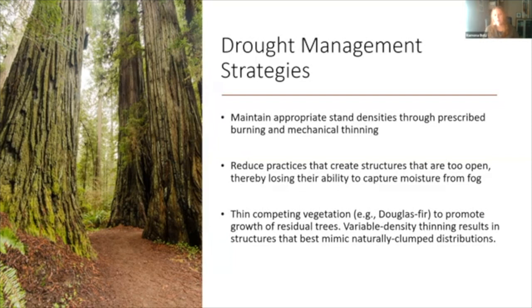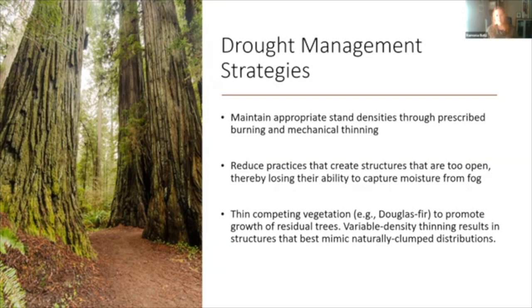Another strategy would be to reduce practices that create structures that are too open, so canopy covers that are too thin. When you reduce the canopy in a redwood forest, you lose the ability to capture that moisture from fog. And so redwood trees in their canopies really need that overlapping, almost closed canopy structure with all of that needle area, that leaf area, to pull the fog down and create that fog drip into the lower canopy and into the root system.